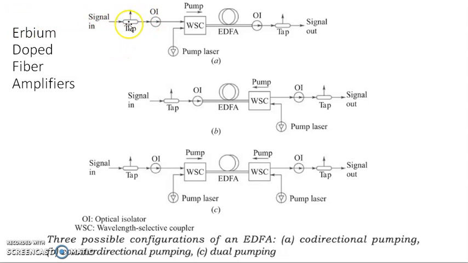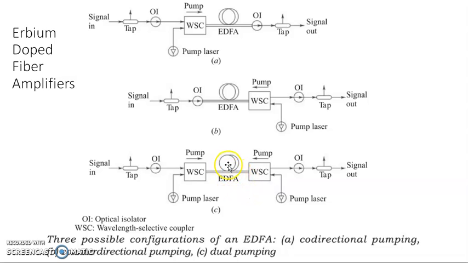You see here the signal, a tap, then isolator, then a pump source, a pumping laser, and through this your signal is propagating, that is the EDFA, then an optical isolator, then the signal out. So the pump is before the EDFA, and in the other case EDFA, then pump, and then we are getting the output there. So you can have a co-directional pumping and a counter-directional pumping. Now in this case, dual pumping is used to get the amplification. These are the three configurations we are using.